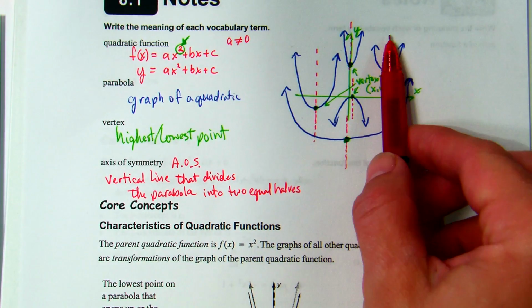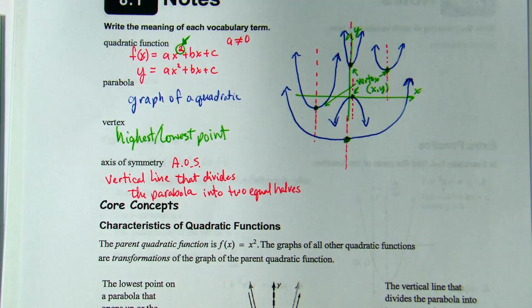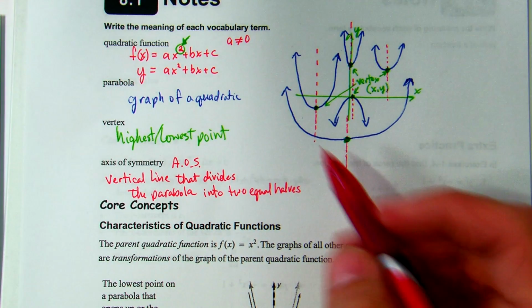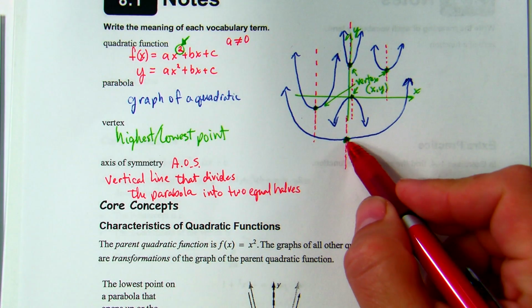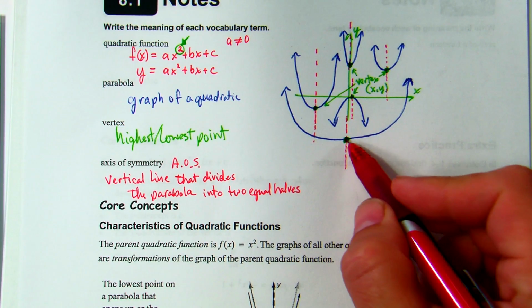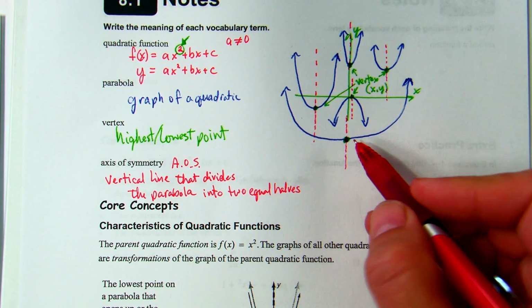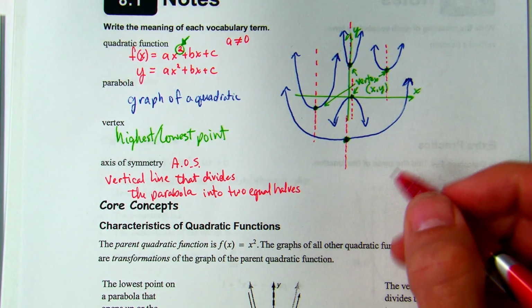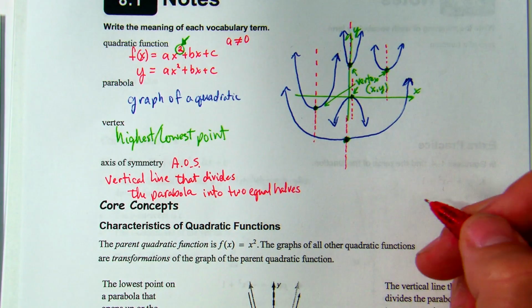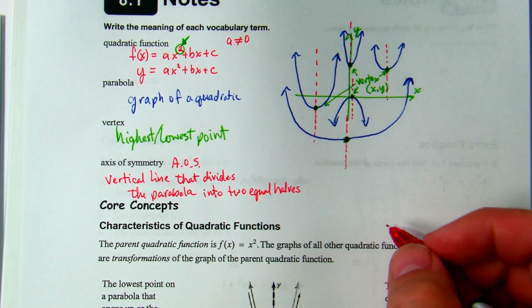And you'll see these. It's going to go right through the vertex, because the vertex is the point at which it changes direction. And so the axis of symmetry is going to be the x value of the vertex. We'll see that again in just a minute as we move along.